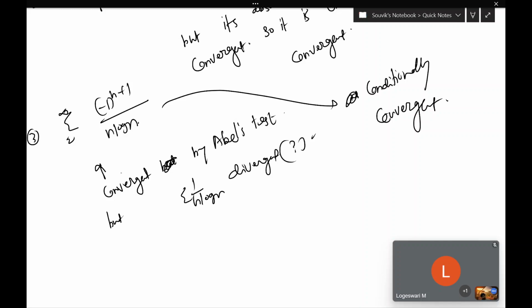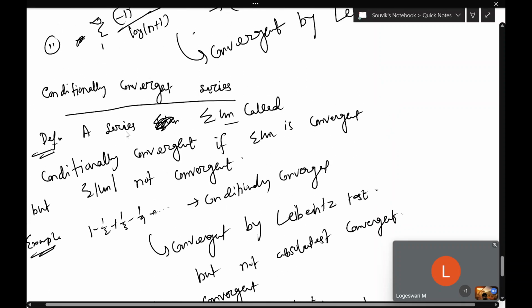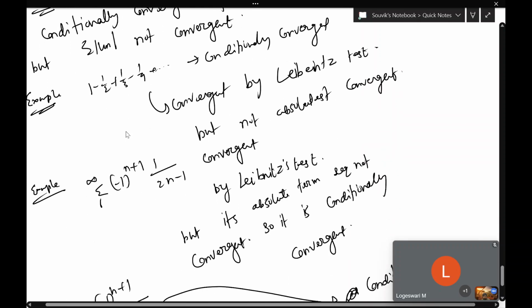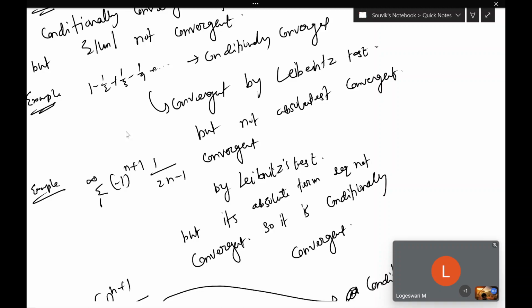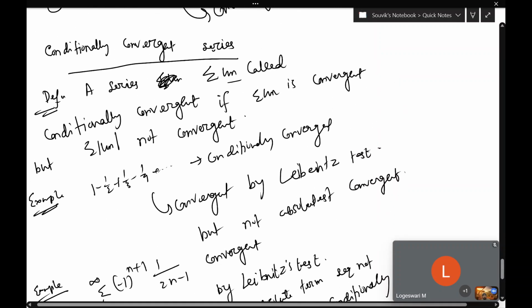Okay. Please go through this concept of conditional convergence once again. I shall wait for a couple of minutes, and then we shall go ahead. So please go through the concept of conditional convergence once again.